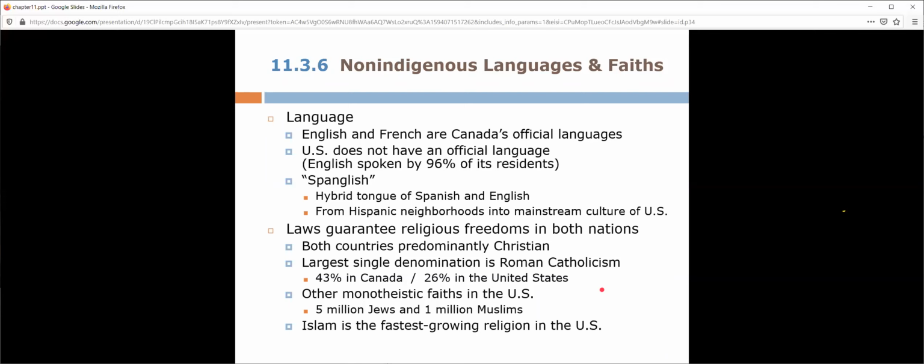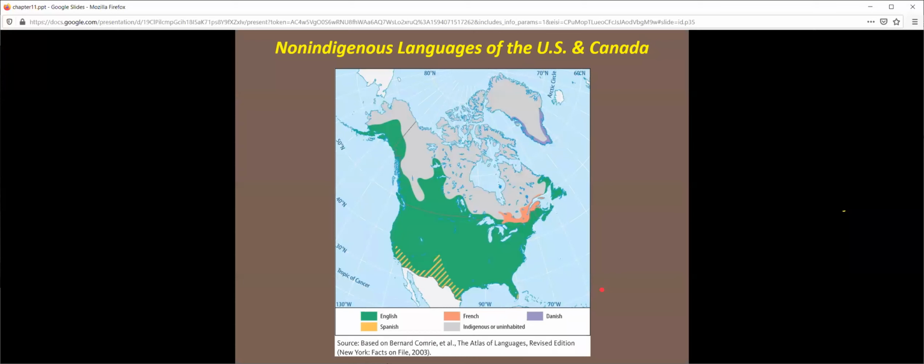Both countries are predominantly Christian in religion, whereas Canada is more Roman Catholic, the United States is. They're still both Christian. Large Muslim and Jewish populations in both parts of the world.